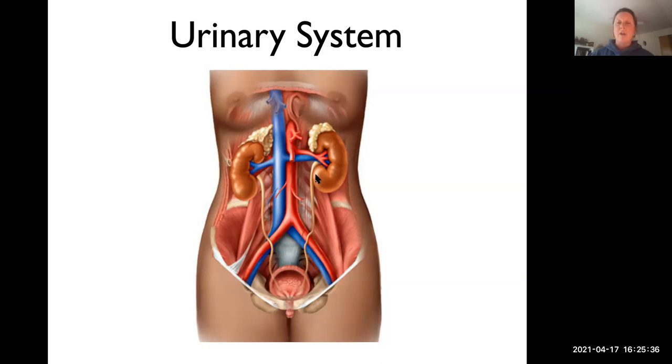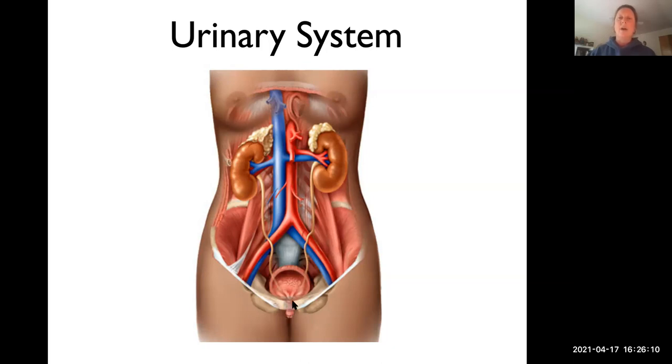Now, most of our focus is going to be on the kidneys. However, I want to say a couple of things about the urethra before we move on. One is that it has two muscular sphincters. Sphincter just means a circular muscle that helps to control opening and closing of a tube or an orifice. And so the urethra has two sphincters, an internal urethral sphincter and an external urethral sphincter.